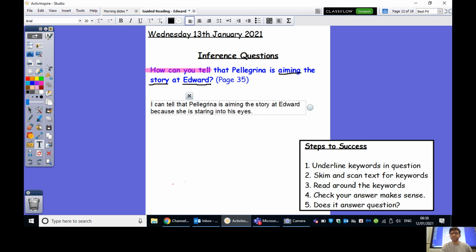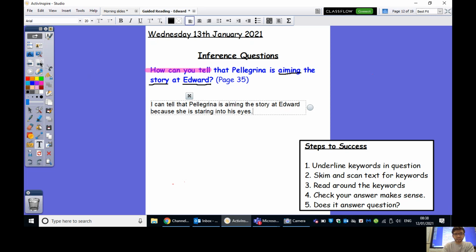I can tell that Pellegrina is aiming the story at Edward because she is staring into his eyes. Grammatically definitely makes sense. Let's see step 5. Does it answer the question? How can you tell, so it's looking for my opinion, that Pellegrina is aiming the story at Edward? I can tell, so we're definitely answering the how you can tell bit, that Pellegrina is aiming the story at Edward because she is staring into his eyes. And we're definitely answering that part of the question as well.